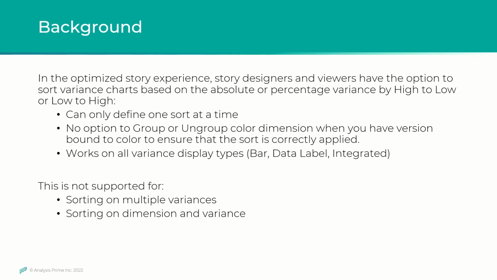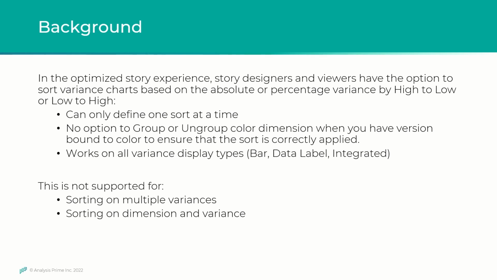With this functionality, you can only define one sort at a time. There is no option to group or ungroup the color dimensions applied to versions. This is to ensure that the sort is applied correctly. And this works on all variance display types, whether it is a bar, data label, or integrated.